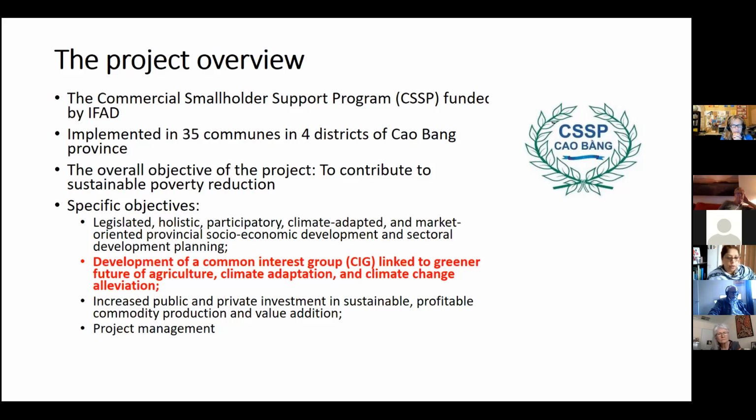The objectives are: holistic, participatory, climate-adaptive, and market-oriented provincial socio-economic development and sectoral development planning; developing common interest groups linked to a greener future of agriculture, climate adaptation, and climate change alleviation; increasing public and private investment in sustainable, profitable community products and value adding; and project management. That's the four specific objectives. In this story, I will focus on only one of them: developing the common interest groups linked with the greener future of agriculture, climate adaptation, and climate change alleviation.